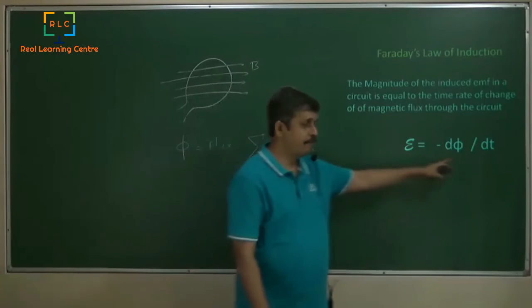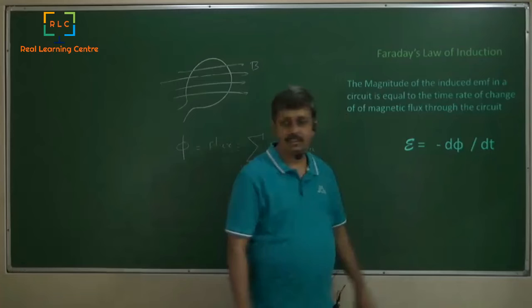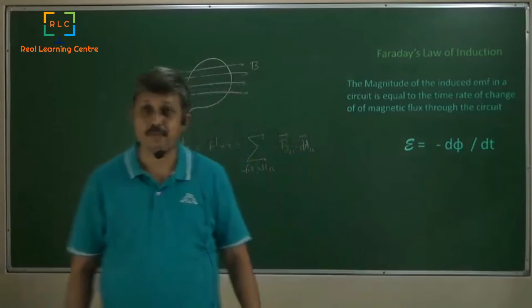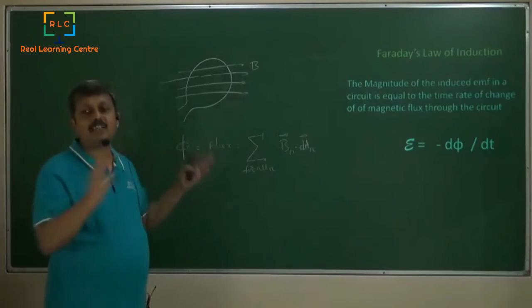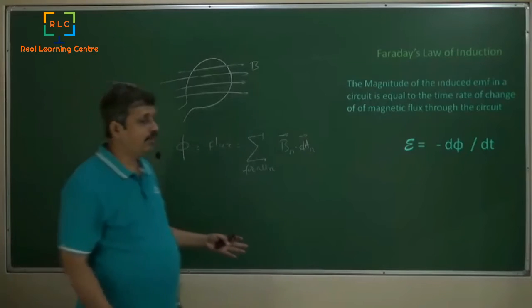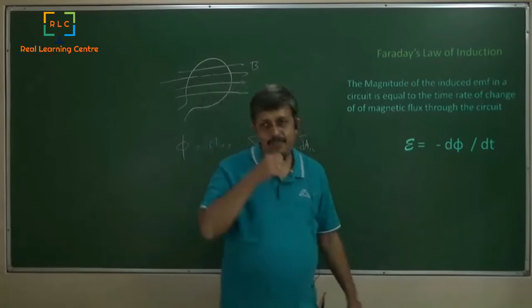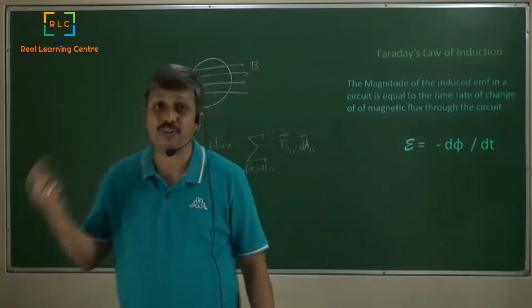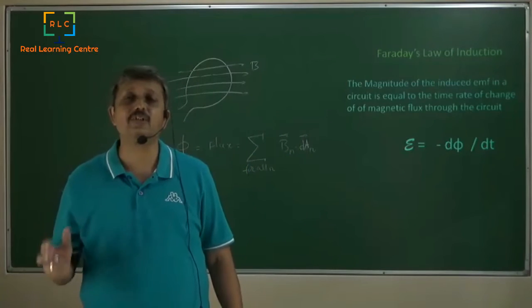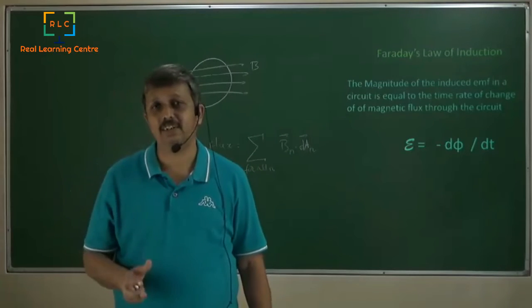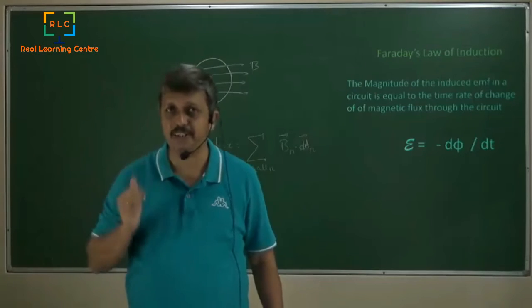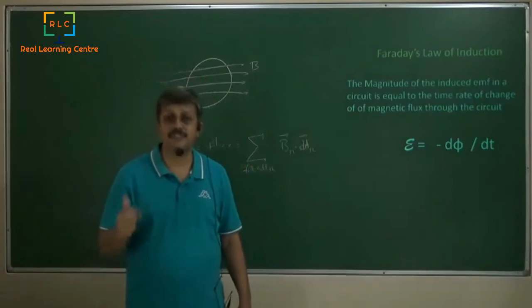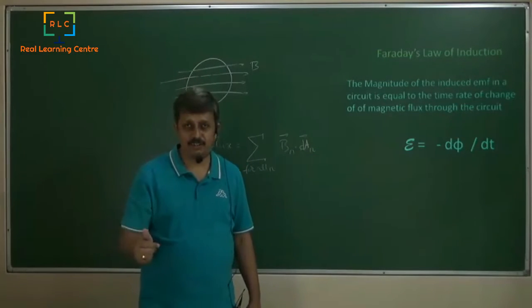So d phi by dt gives E, the induced EMF. That means if you make very fast changes in the flux, you are going to get a larger induced EMF E. If you change it slowly, induced EMF will be there but less. So it depends on how fast the flux is changing, not how much is there. Remember this. It's not about how much is there. It's about how fast it is changing.